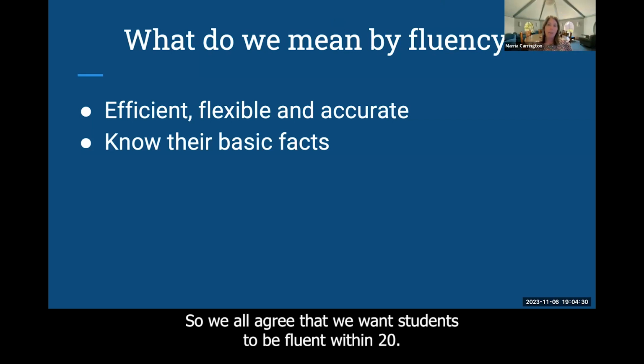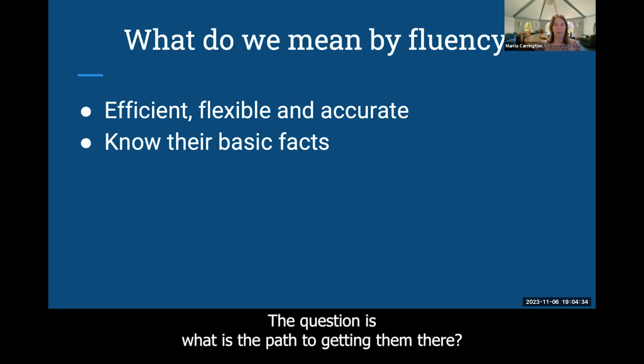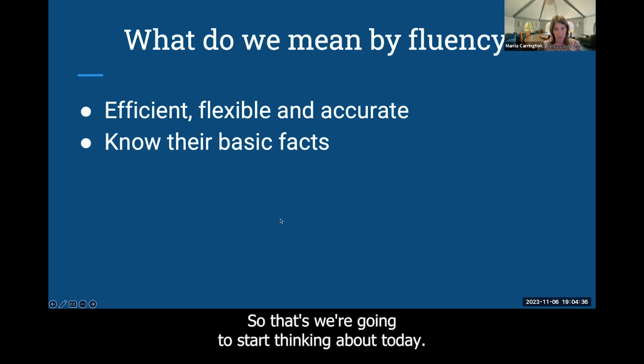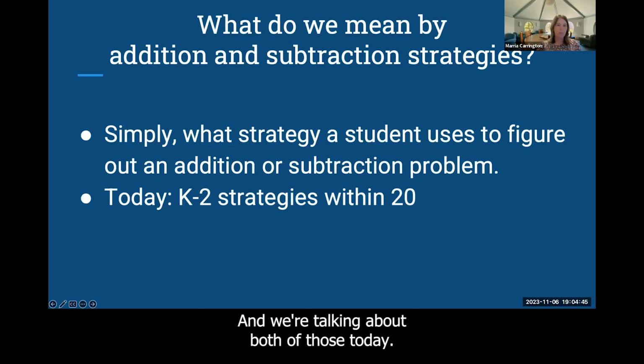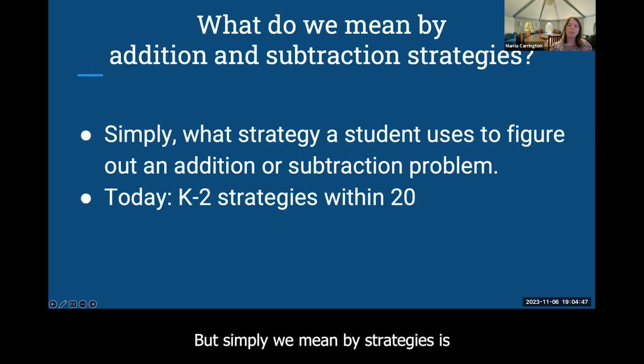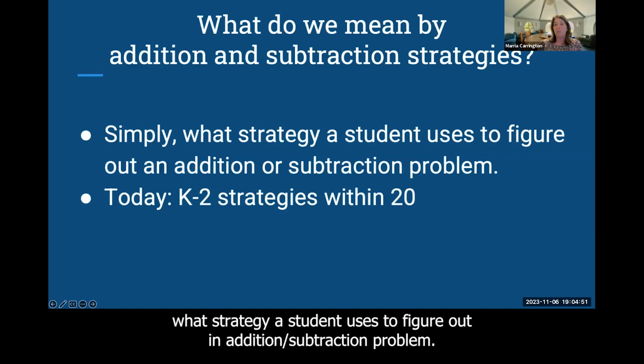So we all agree that we want students to be fluent within 20. The question is, what is the path to getting them there? So that's what we're going to start thinking about today. So there's fluency, but then there's also addition subtraction strategies. And we're going to talk about both of those today. But simply, what we mean by strategies is what strategy a student uses to figure out an addition subtraction problem.